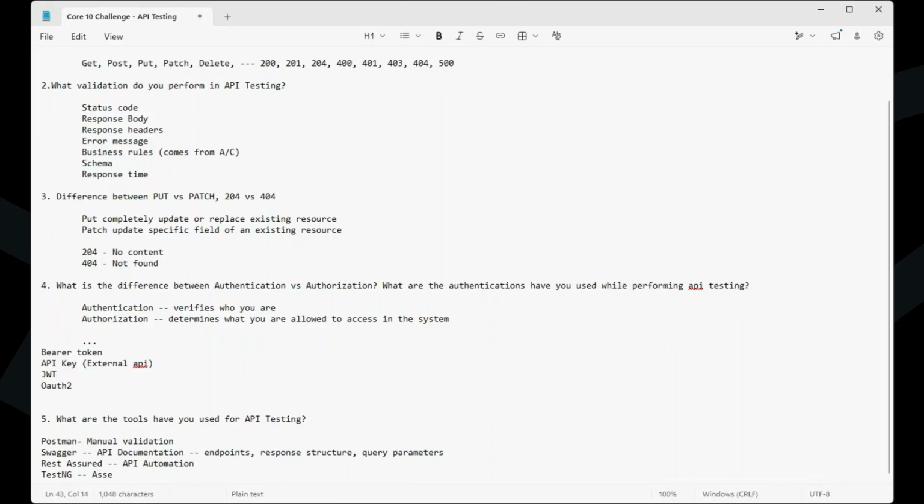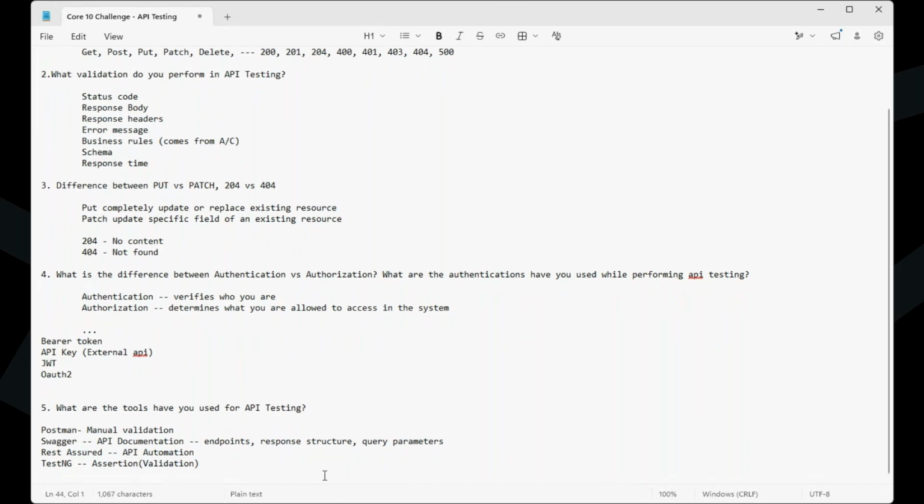When you execute the test, you need to do some assertion or validation, right? And you can talk about JSON path. Remember JSON path? What for? For response parsing, right? Okay. So these are the very common things.